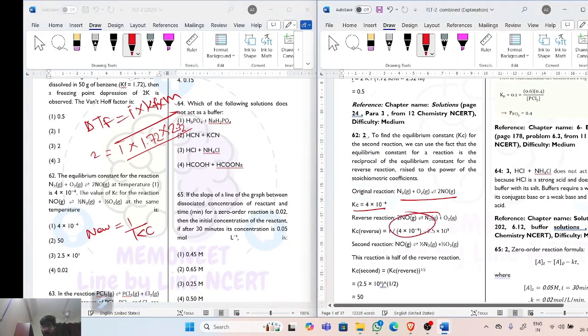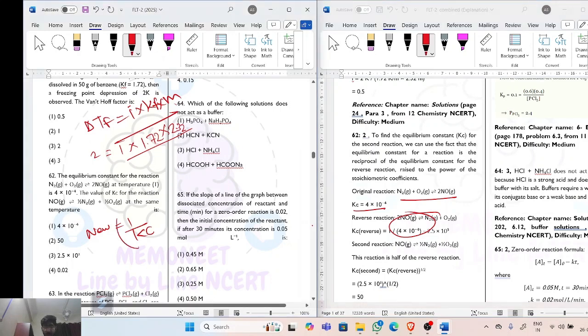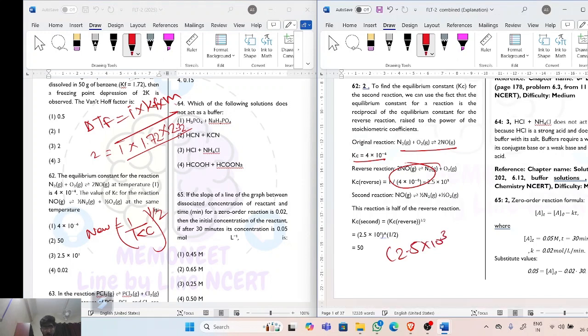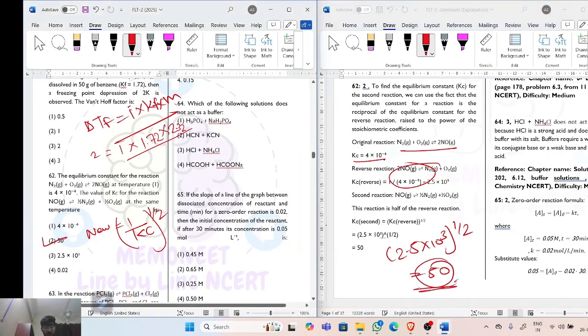Now in the second reaction we have reduced all the stoichiometric coefficients by half, so we raise the Kc to the power of 1 by 2. Now we can calculate its value, which is 2.5 into 10 raised to the power of 3, to the power 1 by 2. So it comes out to be 50. So the correct answer will be option number 2.